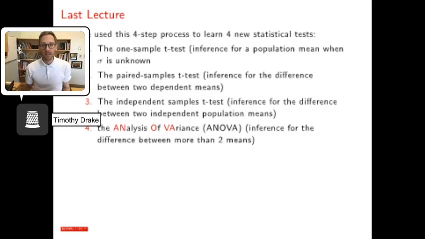And in the last lecture, we talked about using this 4-step process to learn 4 new statistical tests. So in a previous lecture, we learned about the one-sample z-test, and then we followed up with the one-sample t-test when you have an inference for a population mean when sigma, or the standard deviation in the population, is unknown. We talked about the paired samples t-test, or the dependent samples t-test. That's when there are 2 dependent means, and what's the difference between those. The independent samples t-test, and the ANOVA, or the analysis of variance, and that's inference for differences between more than 2 groups.